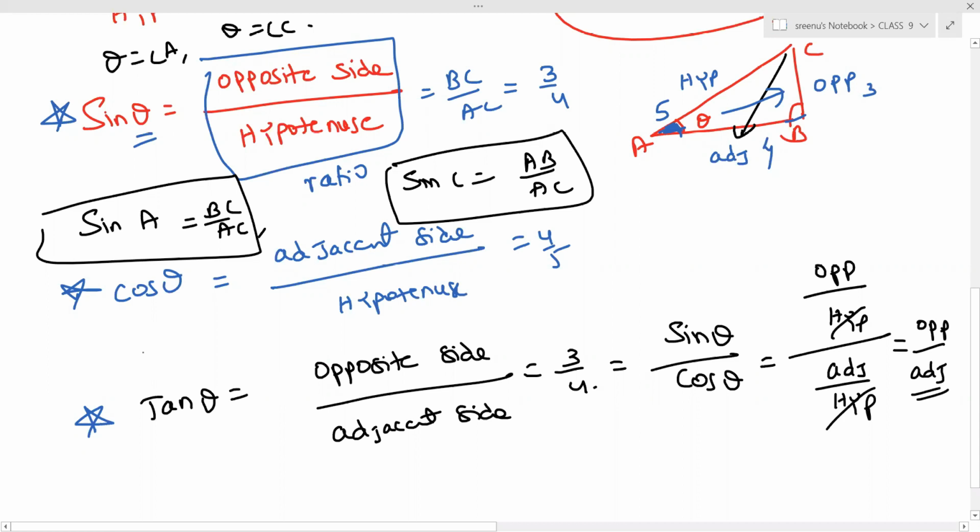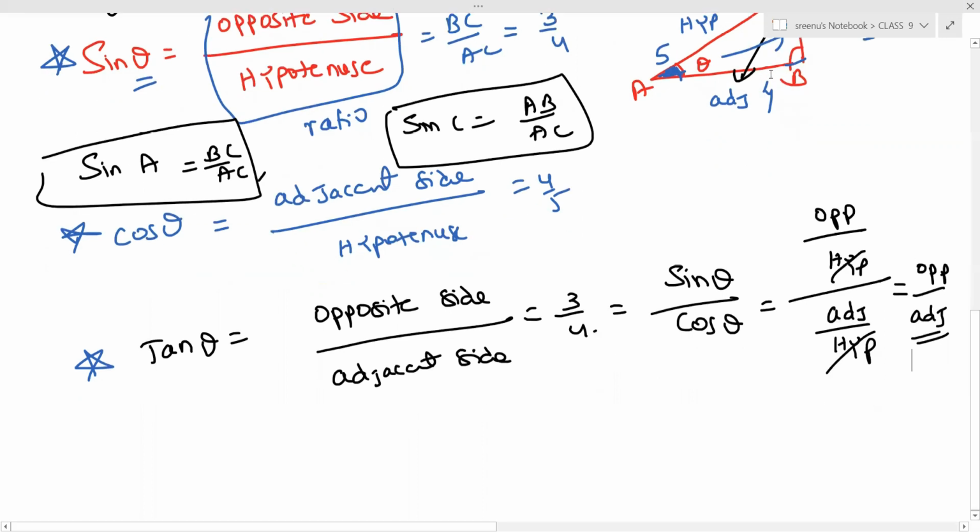But the sine definition is the ratio of opposite side and hypotenuse in a right angle triangle according to the acute angle. And the cos ratio is the ratio of adjacent side and hypotenuse according to the acute angle. And the tan ratio is the ratio of opposite side and adjacent side according to the acute angle, or the ratio of sine and cos is tan. Please take a screenshot of this. All right. Now we are going to the next trigonometric ratios.